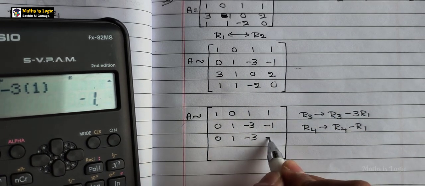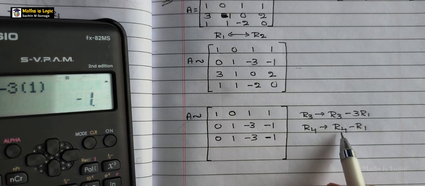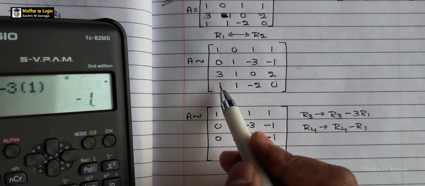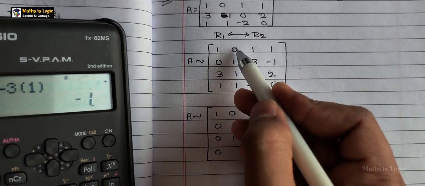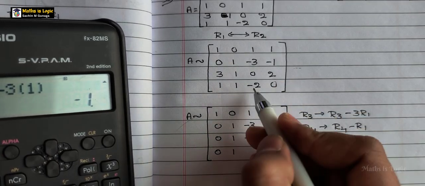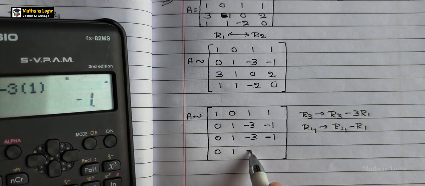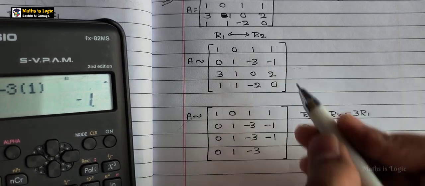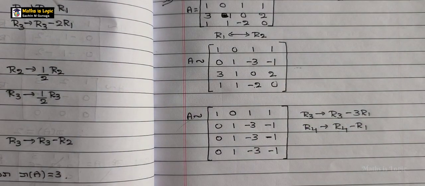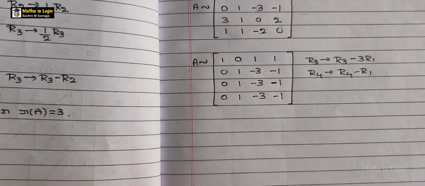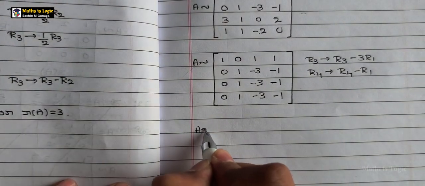2 minus 3 times 1, so minus 1. Next apply the next one, R4 minus R1. 1 minus 1, 0. 1 minus 0, 1. Minus 2 minus 1, minus 3. 0 minus 1, minus 1. Correct.